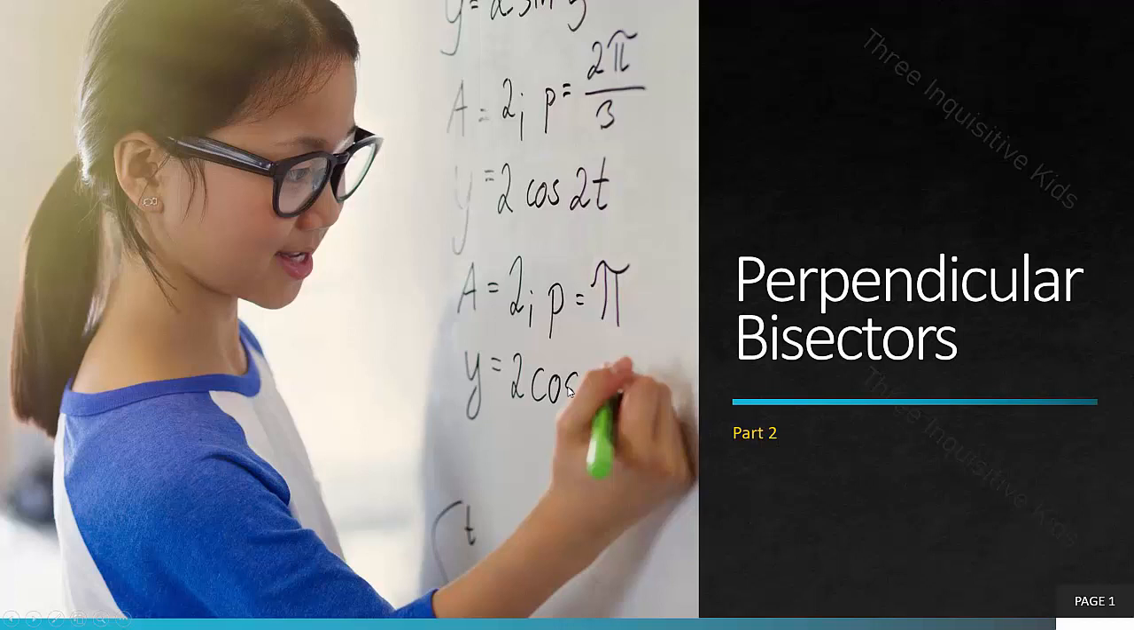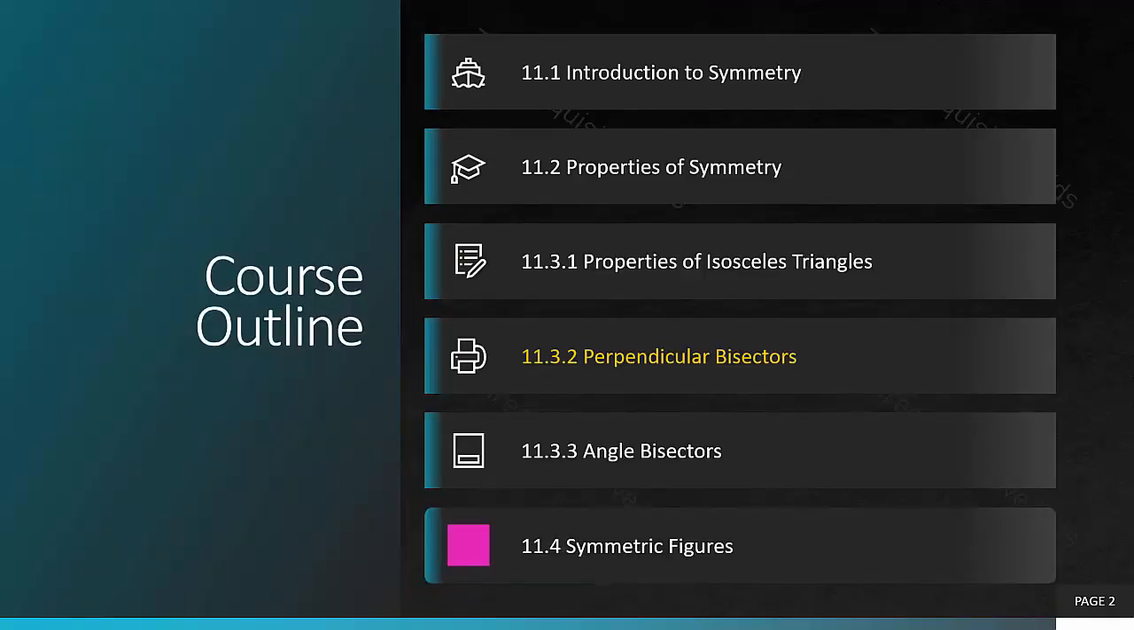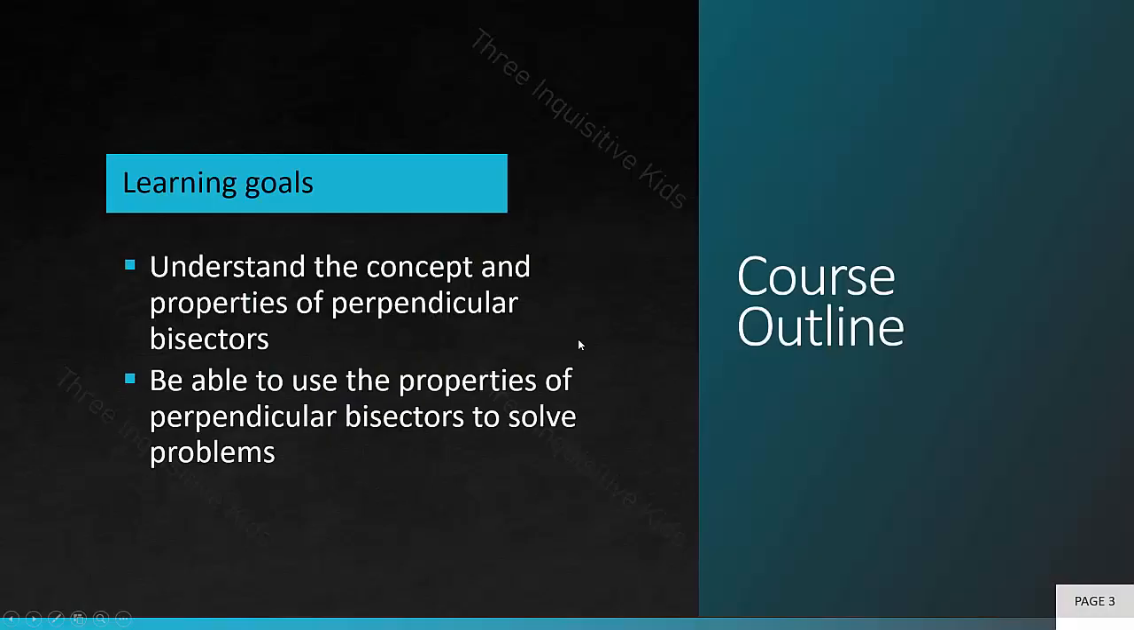This is part 2 of our lesson 3 in chapter 11, Perpendicular Bisectors. Again, here's our course outline for chapter 11. This is actually our 4th video in this entire unit, and we are going to be learning about perpendicular bisectors. Our learning goals for today are to understand the concept and properties of perpendicular bisectors, and be able to use the properties of perpendicular bisectors to solve problems.